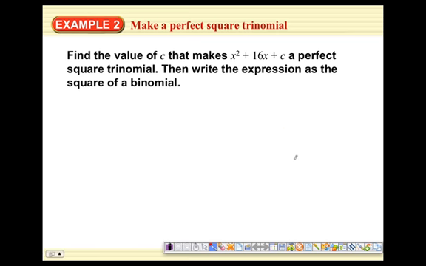Next question. What if it's not a perfect square? Like this. Question number 2. Find the value of C that makes that a perfect square. So question number 1, it already was a square. This question, you're making it. That's the whole point of this whole section. You're making a square.